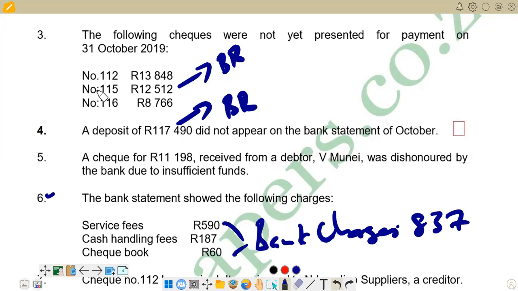The check that was cancelled is this one, which is 112, for 13,848. Originally, when it was issued, we recorded it in the cash payment journal. So to cancel it off, we go to the opposite side, the cash receipt journal, and enter it so that we are cancelling it. So let's go to the cash receipt journal.